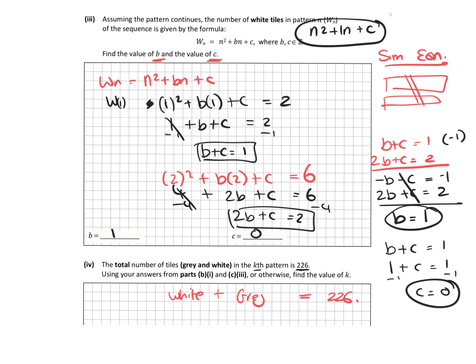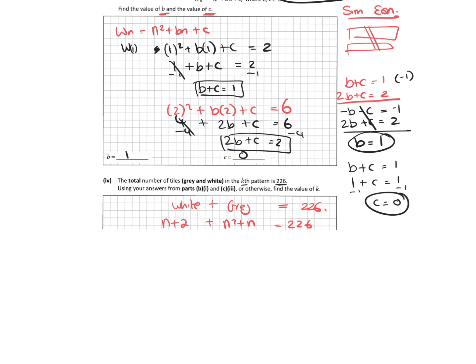So my formula for the white tiles at the very start was n plus 2. And then my formula for the grey tiles that I've just done there is n squared plus n. All right, so equals 226. So let's do a little bit of working out here. If I add them both, I'm going to get n squared plus 2n plus 2 equals 226.